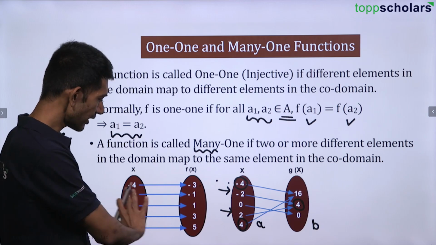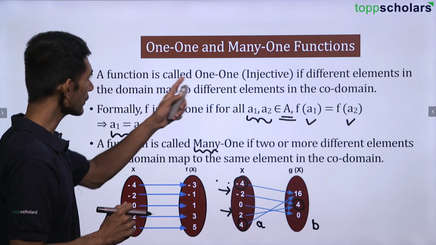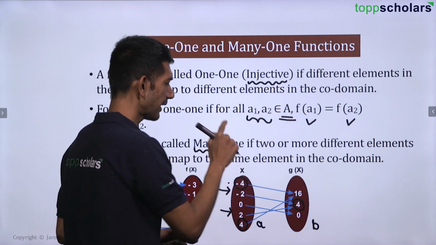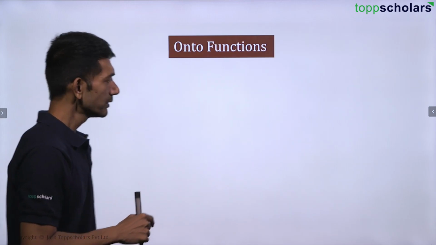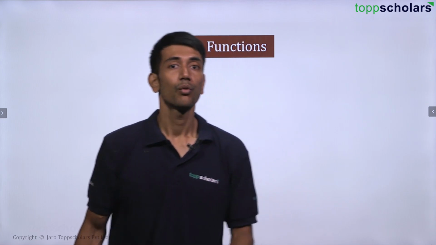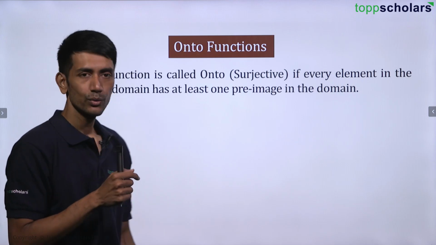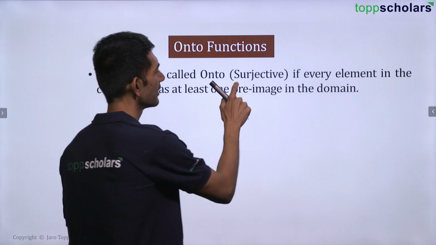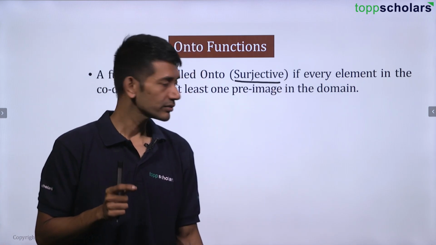But this is a good example of 1-1, right? So 1 to 1, please make a note. It is called injective. The other one is many-1. Now let us talk about onto functions. What are onto functions? Onto function is also called surjective. Make a note of this.